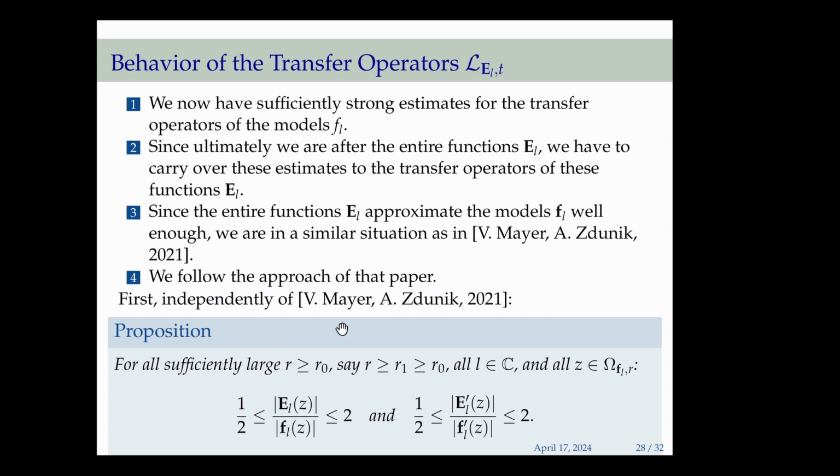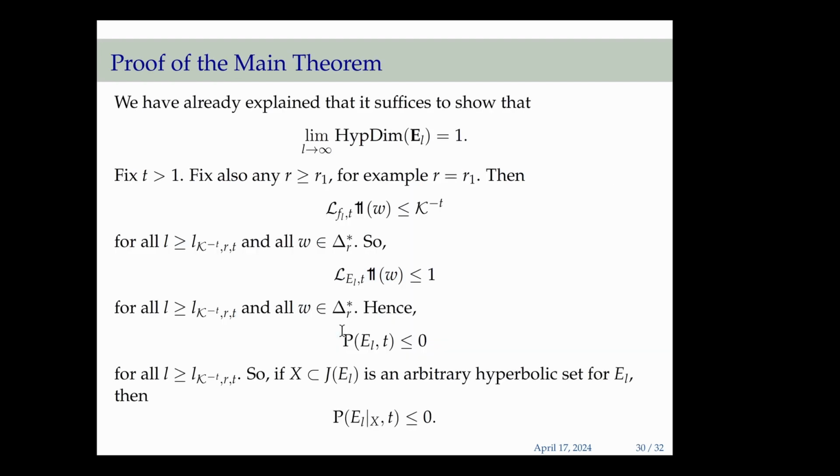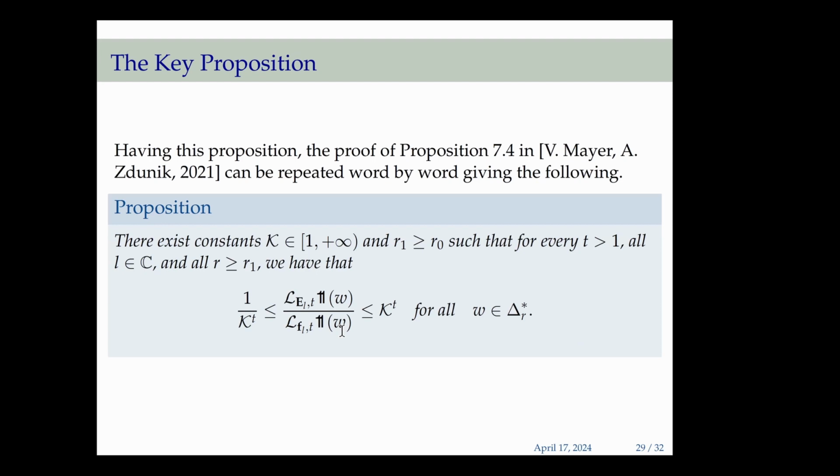First, and this is independent of that paper, we show that for sufficiently large R, the ratios of the functions and derivatives in this domain are uniformly bounded with precise constants. Then, with this proposition, we can repeat the proof of Proposition 7.4 in the paper of Volker and Anna, and show that there exists a uniform constant such that for all L in C and R greater than or equal to R_1, the ratio of the transfer operator evaluated at the function 1 is uniformly bounded. This is the key proposition. Now, having this proposition, we are almost ready with the proof.